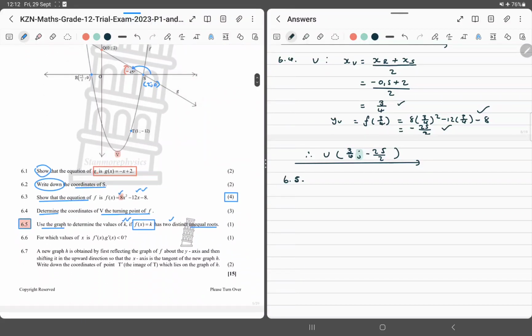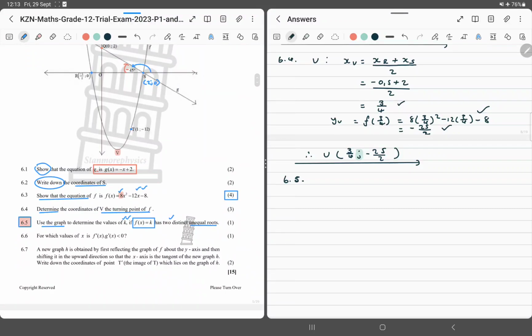Now guys, there are 2 ways of thinking through this problem. One of the ways to sort this out, f of x is equal to k, is suggesting that we've got the parabola f equal to the graph of k. So what do we know? We've got f of x, which is that parabola 8x squared minus 12x minus 8, and then we've got y is equal to k. So we've got 2 graphs here. This is how you want to think about it in the way that it is given.